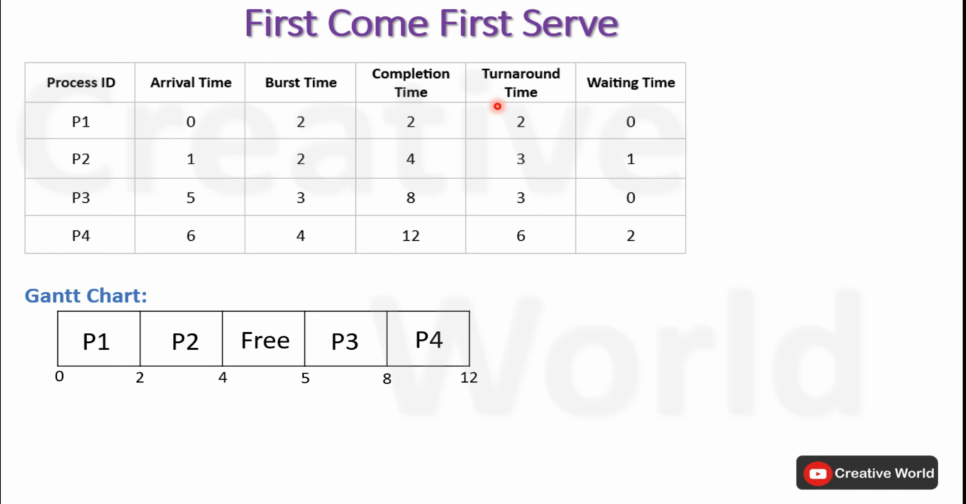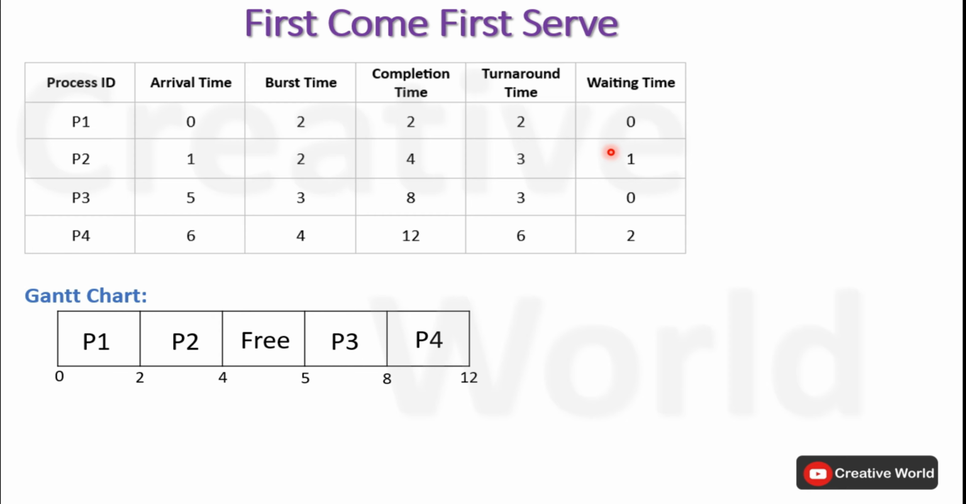Now in order to find turnaround time, as we have discussed earlier, turnaround time is equal to completion time minus arrival time. So turnaround time for the first process will be 2 minus 0, 2. For the second process, 4 minus 1, 3. For the third process, 8 minus 5, 3, and for the last one, process P4, 12 minus 6, 6.